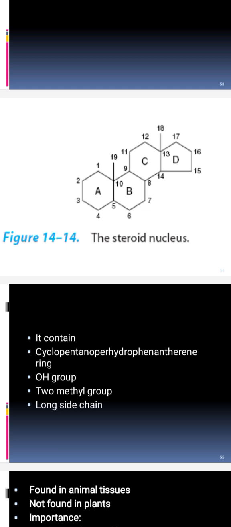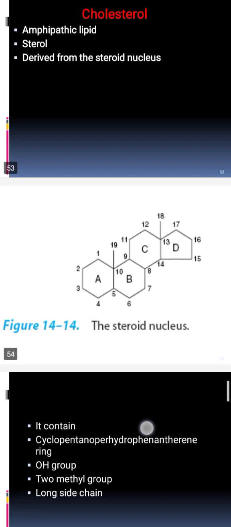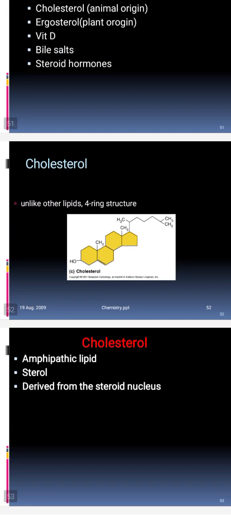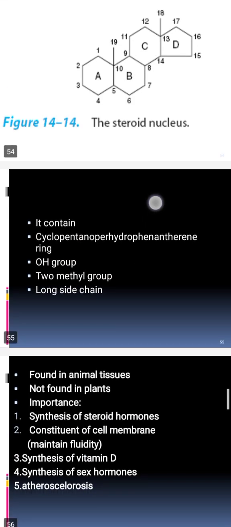Generally, its chemical structure contains a cyclopentanoperhydrophenanthrene ring, and please be careful with this name, cyclopentanoperhydrophenanthrene ring. It also contains a hydroxyl group, a 2-methyl group, and a long side chain. If we have a look at this diagram, it shows the cholesterol: the ring, plus the hydroxyl group, plus the side chain and the 2-methyl group.